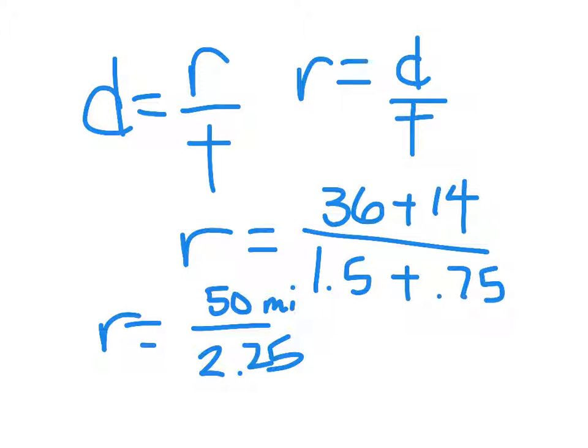So if I do 50 divided by 2.25, I get an average speed of, sorry, put my hours there, 22.2 mph. And again, I did the rate equals the distance divided by the time, and I did both the distances divided by both the times added together, and you get that. That's it. All there is to it.